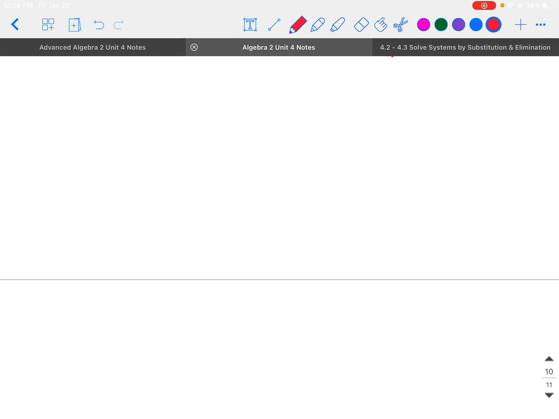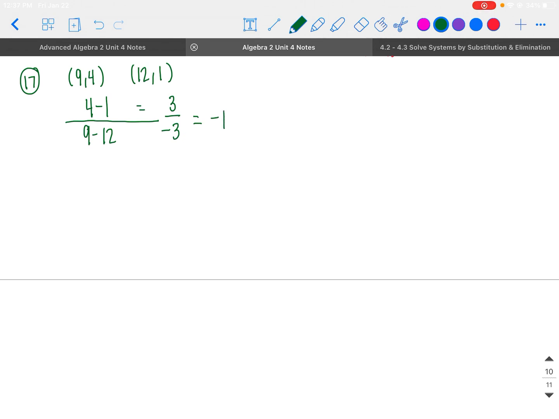All right. Number 17. Number 17, we want to know the slope of CD. And we're given points for C as 9, 4 and D as 12, 1. The slope on top, you subtract your y's. So 4 minus 1 and then over 9 minus 12. That would be 3 over negative 3. Which is negative 1.